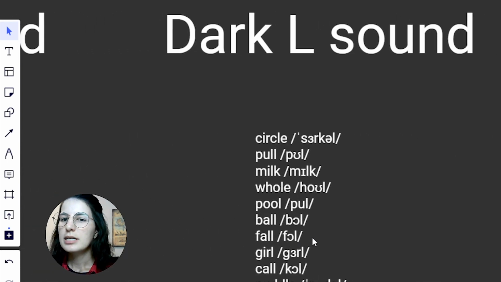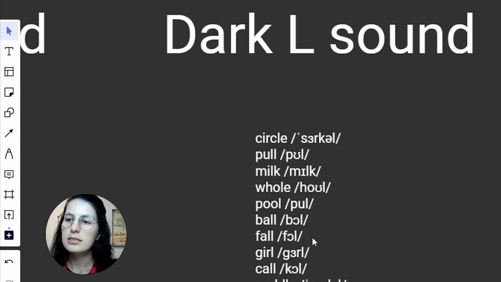Let's talk about the dark L sound. The dark L sound, my friends, is simply what we call the opposite of the light sound. So if the light sound is la, la, the dark L sound will make the opposite movement with your tongue. So for the L sound, you do like this with your tongue, la, la. For the dark sound, we are going to do la, la, la. You should feel this area of your throat.